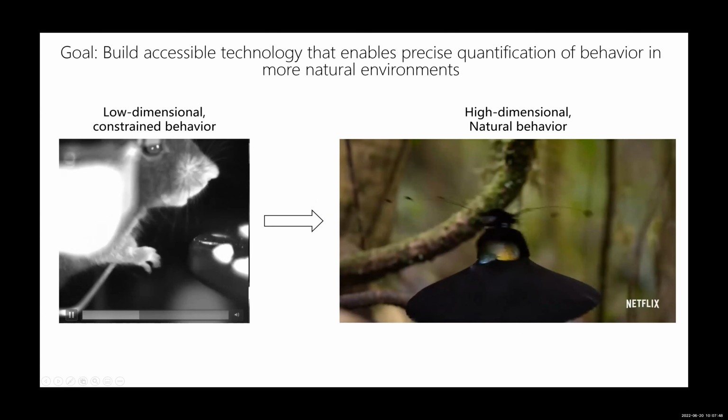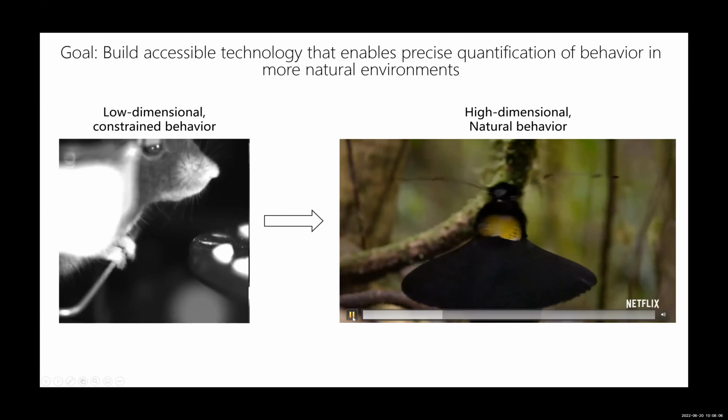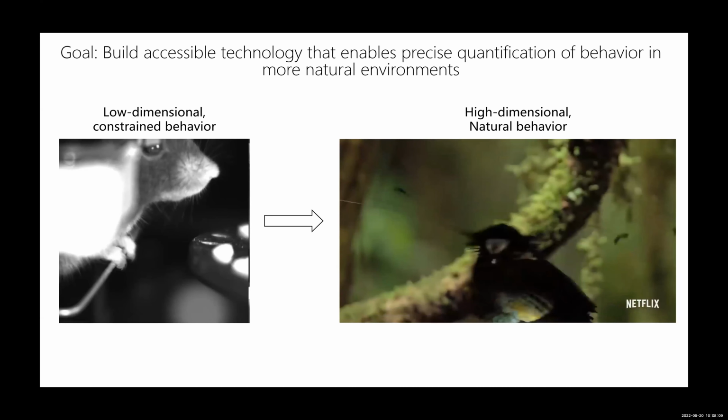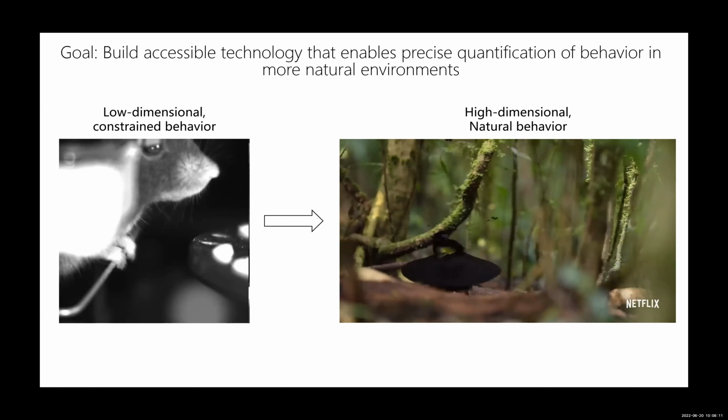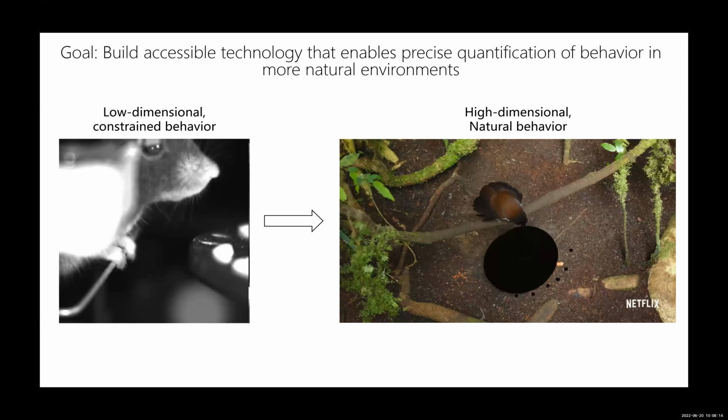So the typical thing that you'll do in the lab measuring behavior is measure some low-dimensional or constrained behavior. And this is at odds with the high-dimensional neural recordings that we can make with all the new state-of-the-art tools for measuring brain activity. What we really want to measure are things like what Amir showed, some sort of natural high-dimensional behavior that's actually utilizing the high-dimensional state of the brain.